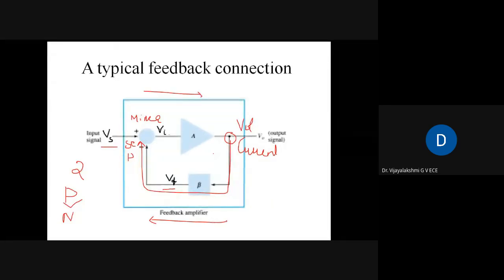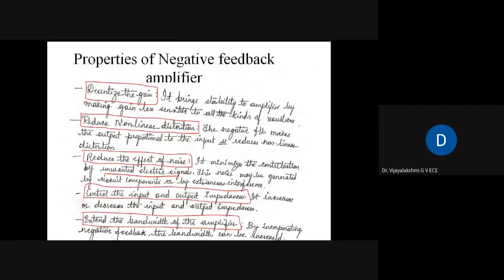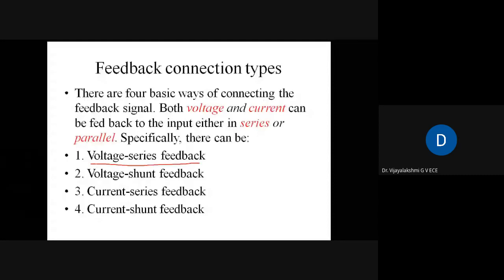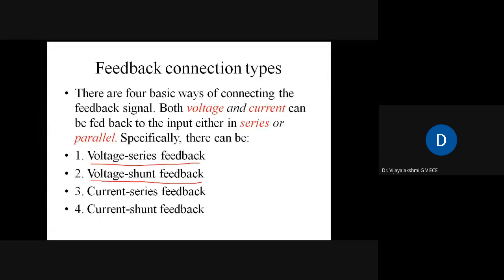When you are taking the feedback signal from the output, are you taking the voltage from the output, or are you taking the current? And when you are feeding it to the input, to get mixed here, whether you are feeding it in series with the input or in parallel with the input. So based on this, you have 4 types of feedback connections: voltage series feedback, voltage shunt feedback, current series feedback, and current shunt feedback.